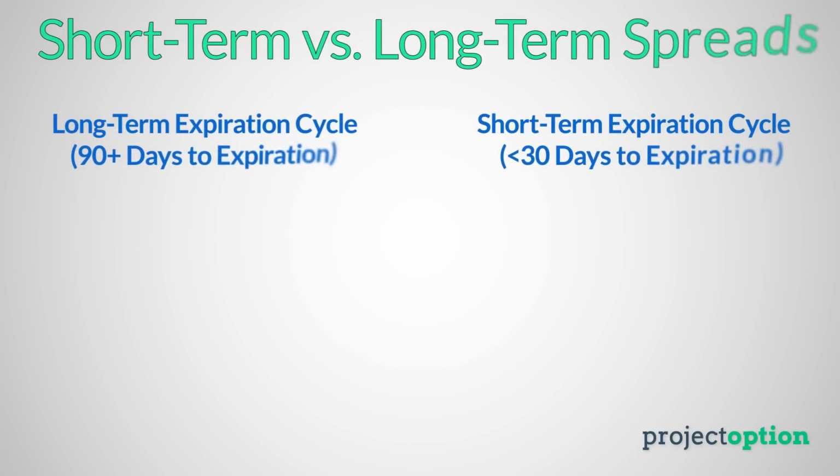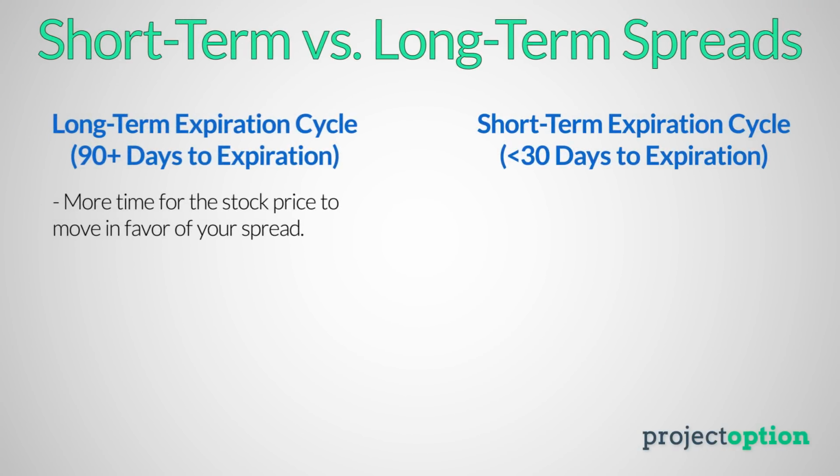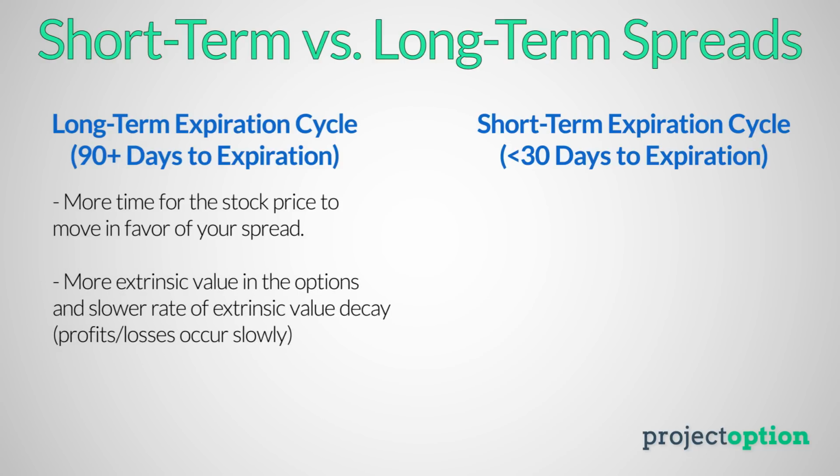When choosing an expiration cycle for a vertical spread trade, it may seem beneficial to choose a longer dated expiration cycle, such as one with 90 or more days until expiration, because you can give yourself more time for your directional outlook to play out, since vertical spreads are directional trades. However, keep in mind that longer dated options experience slower rates of extrinsic value decay, which means that if you trade a longer dated vertical spread, you will have to wait longer for the extrinsic value to come out of those options, which means you're going to have to wait longer to achieve higher levels of profitability on that spread.